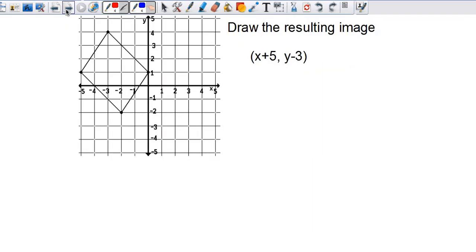So go ahead and pause it here. I want you guys to try this one. Once you're done, go ahead and hit play, and then we'll see what it looks like.